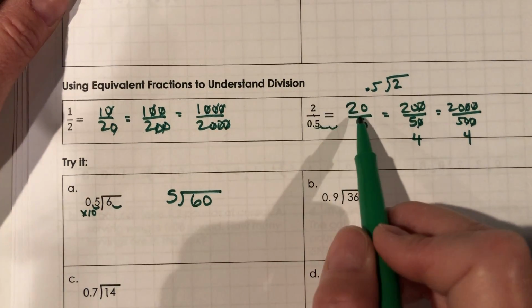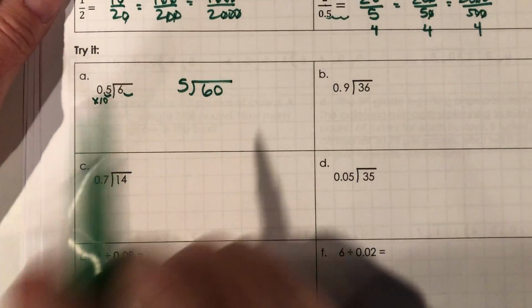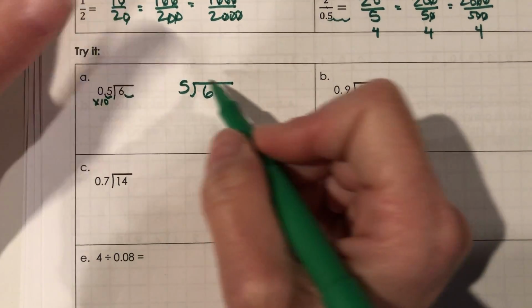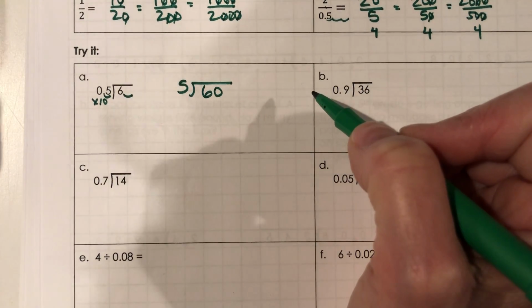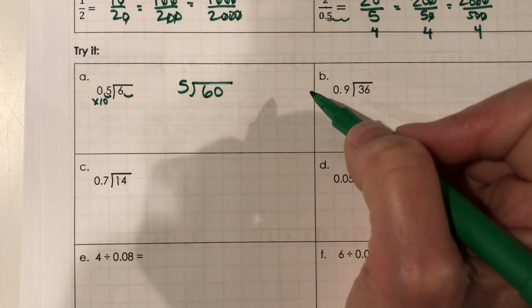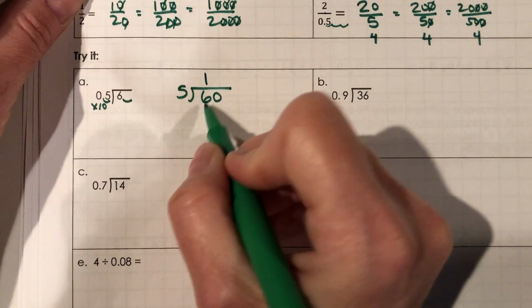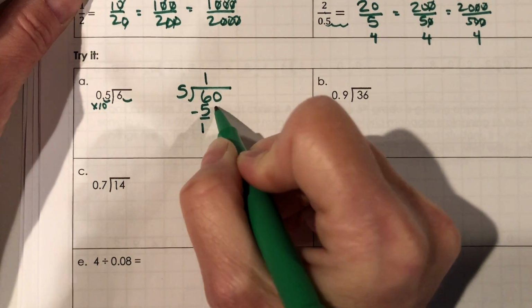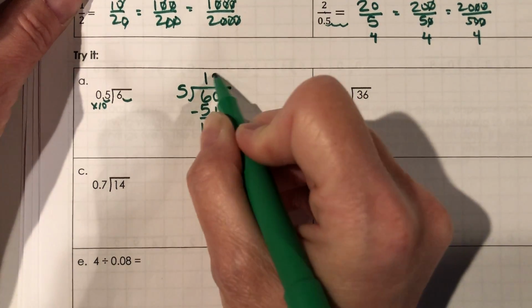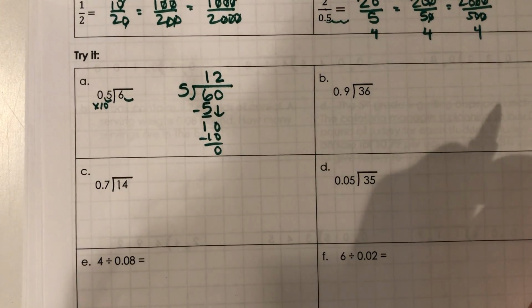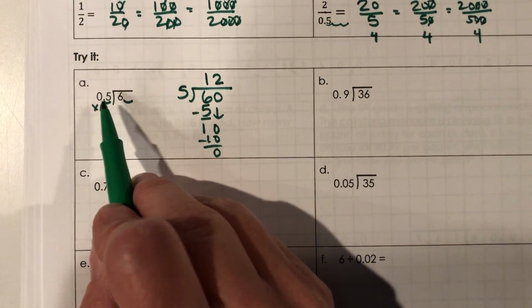It's just like this. We multiplied them both by 10 to create an equivalent equation. And now you can just divide. Maybe you know that 5 times 12 is 60 off the top of your head and get an answer of 12. Or you say, well, 5 does go into 6 one time, 1 left over. 5 goes into 10 twice, nothing left over. No more digits left to drop. So 6 divided by 5/10 is 12.